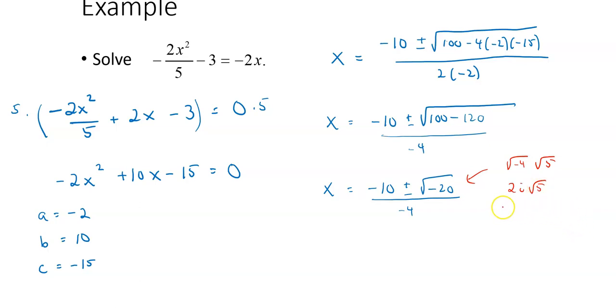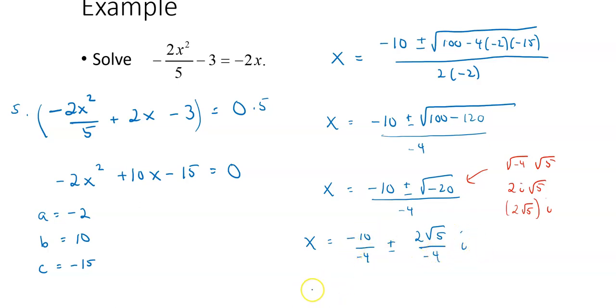Sometimes we write it like that. But how about this time writing it like this? 2 square root of 5 times i. So that when I come down to my next step, I can start simplifying this. So I can write it as x equals negative 10 over negative 4 plus or minus 2 square root of 5 over negative 4 times i.